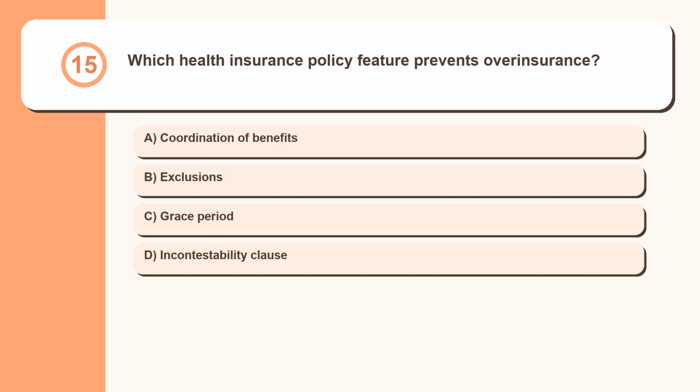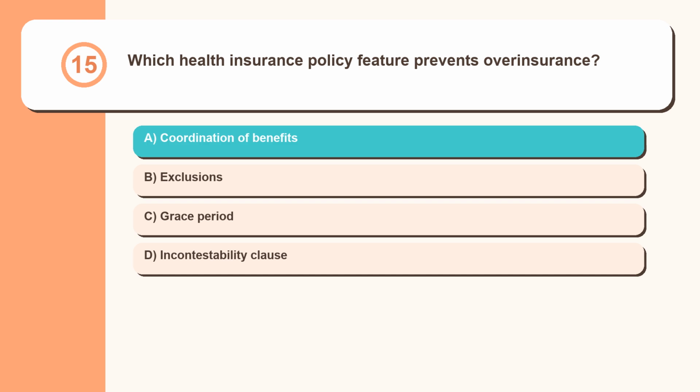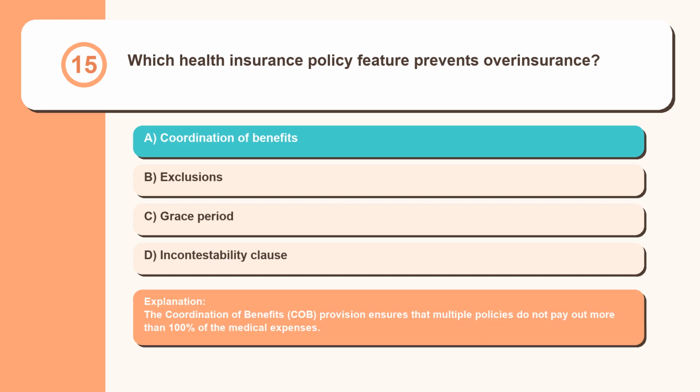Question 15. Which health insurance policy feature prevents overinsurance? Coordination of benefits, exclusions, grace period, incontestability clause. The coordination of benefits, COB, provision ensures that multiple policies do not pay out more than 100% of the medical expenses.